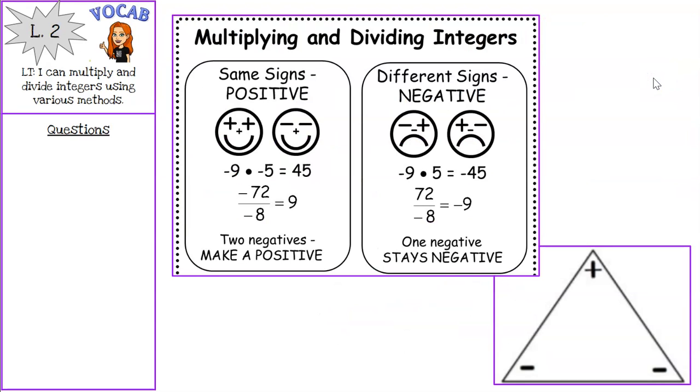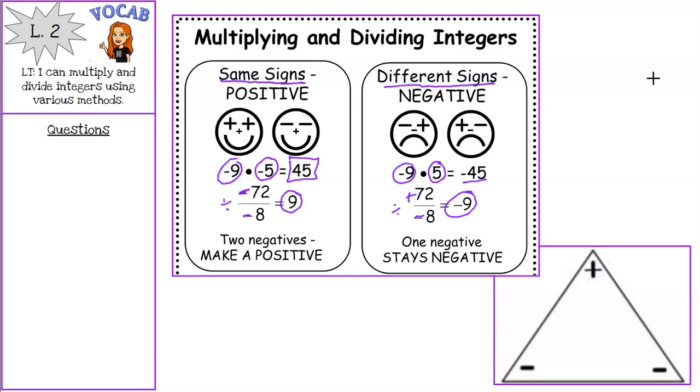Multiplying and dividing integers. Our rules are fairly simple for this. If you have the same signs, your answer will be positive. So a negative times a negative is a positive. A negative divided by a negative is also a positive. If you have different signs, your answer will be negative. So if you have a negative times a positive, it'll be a negative. If you have a positive divided by a negative, your answer will be negative.